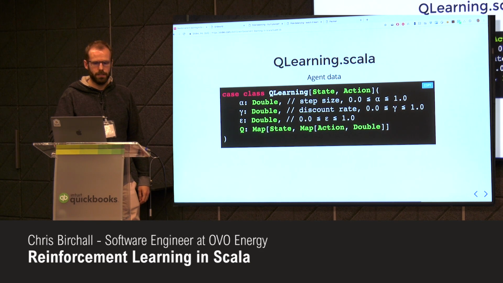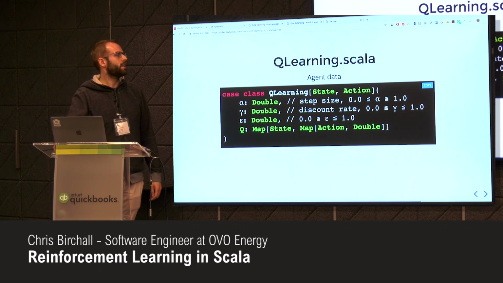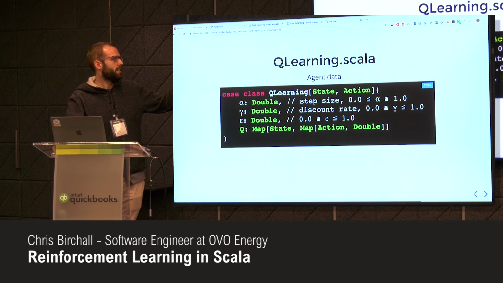So our agent data, which we skipped over earlier, will look a bit like this. It's going to be a case class. Again, it's generic in the types of the states and the actions. We don't care what those are. This will work for any problem, any kind of state space and action space. We've got the step size, the discount rate, the epsilon, because we're going to use epsilon greedy to do exploration. And then we've got our Q values. So that's just a map from states to actions to values.